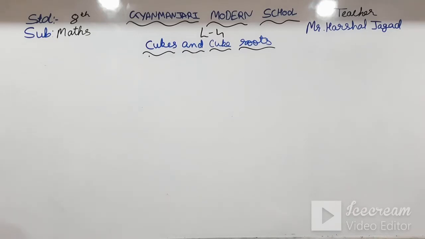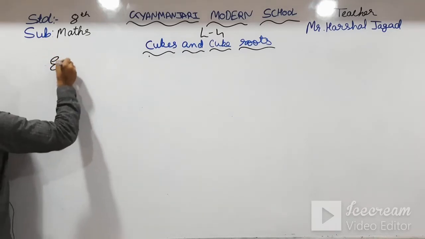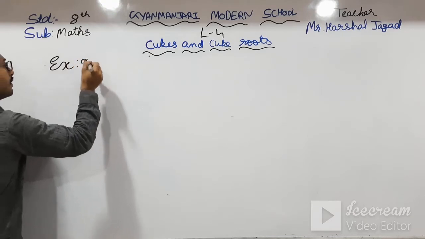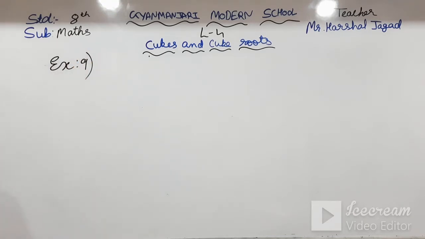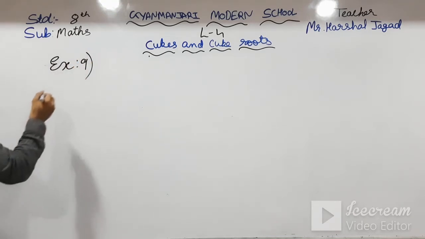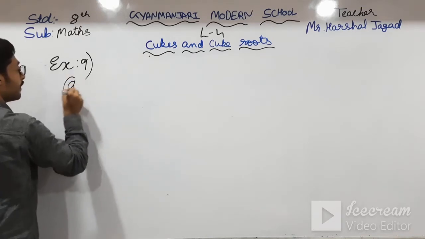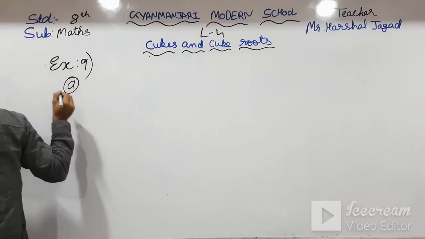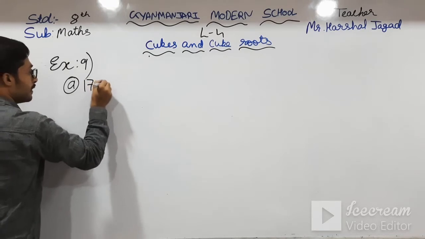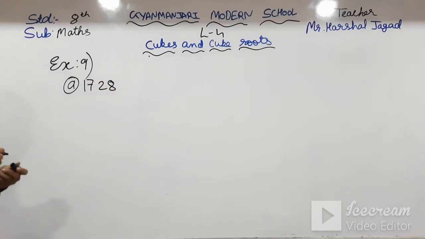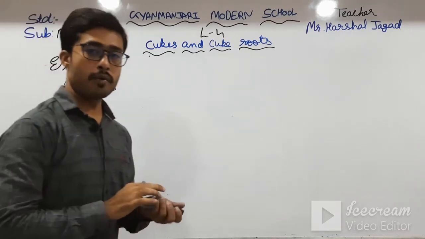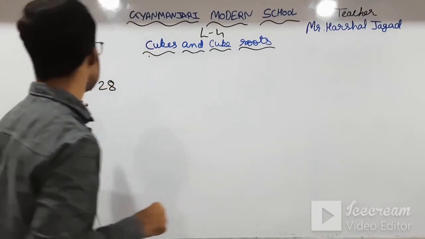See here, there is an example 9. In that we have to find the cube root of the following. In that A is 1728. So we have to find the cube root by the prime factorization method.